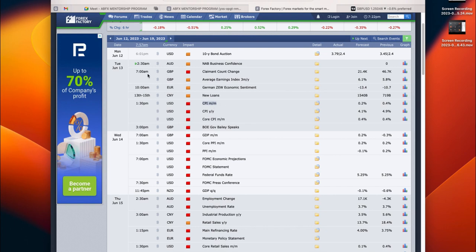Now, if you look here at 7 a.m. GMT, we are going to have Claimant Count Change for the United Kingdom. This is a high impact news. Anything in red is high impact news, right? So this data concerns what? The GBP, the pound, right? You see, here it is not GBP/USD. It's just the currency for a country. You see the currency and the impact. This currency is the pound, so any currency pair that is paired with the pound is going to be affected by this data you see here.